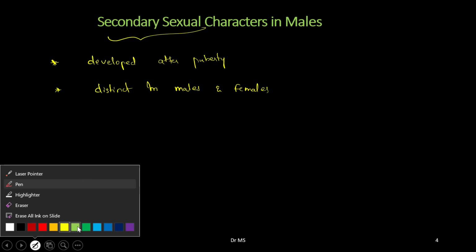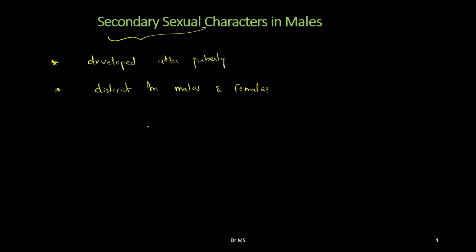As we are talking about the secondary sexual characters in males, first one, you can observe that the larynx gets bigger in males. Because of this, the voice of the males deepens. That's the reason why males have a deep voice or bass voice. Next one, armpit hair grows.